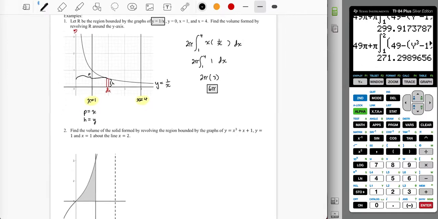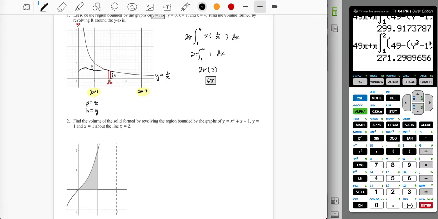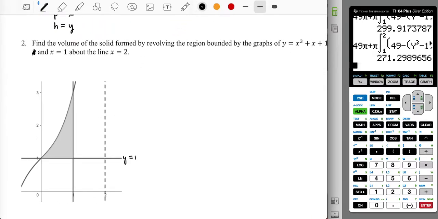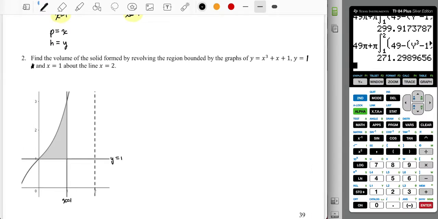All right. Now, number 2, find the volume of the solid formed by revolving the region bounded by the graphs of y equals x cubed plus x plus 1, y equals 1, and x equals 1. So here's y equals 1, here's x equals 1. This funky curve is y equals x cubed plus x plus 1. And we're spinning it around x equals 2.